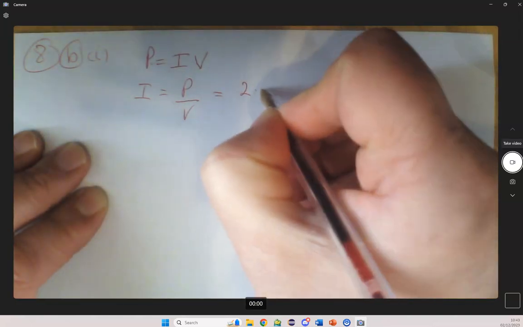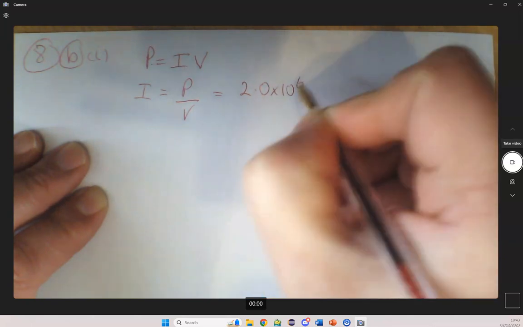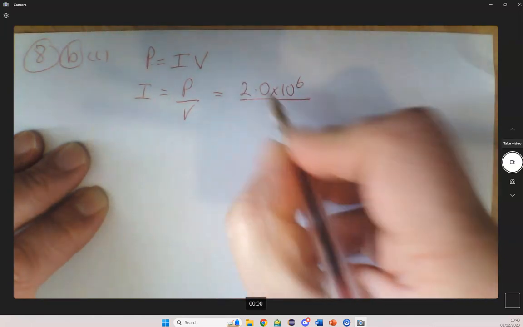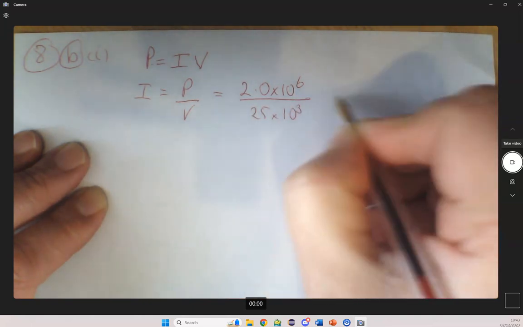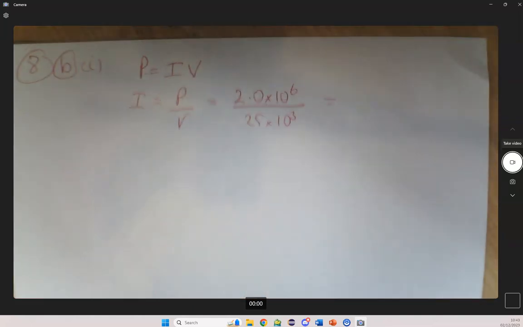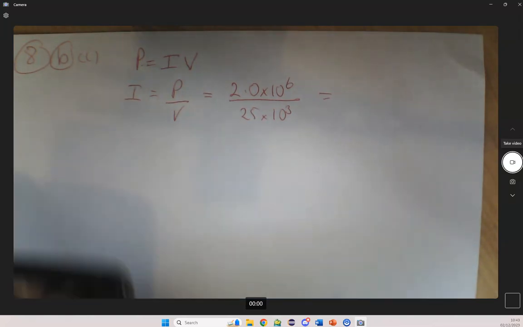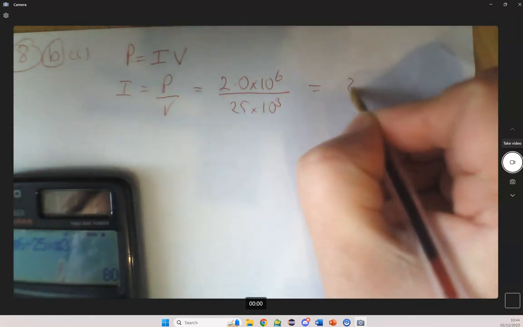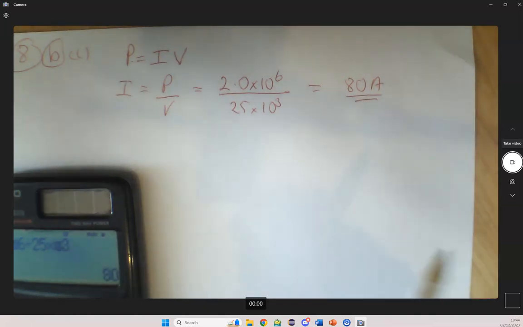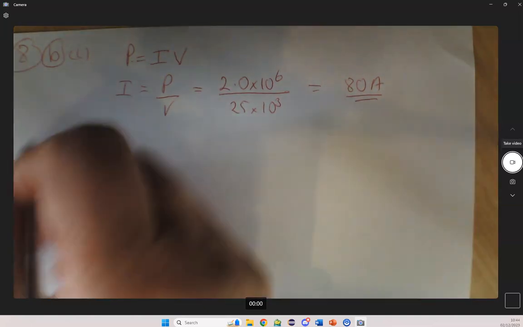It'll be 2.0 times 10 to the 6, because it was 2 megawatts coming out of the generators, and it was at 25 kilovolts. So that means our RMS current is going to be 2 times 10 to the 6 divided by 25 times 10 to the 3, which gives me a grand total of 80 amps. So that's the first bit done.